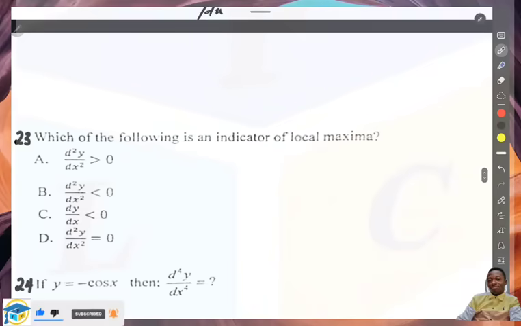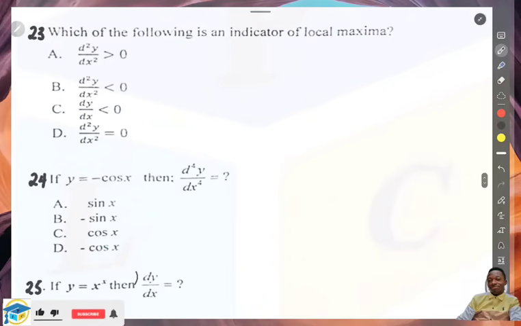Now let's move on to question number 23. Which of the following is an indicator of a local maxima? We said that for a local maxima, that is a maximum curve, what does a maximum curve look like? We are saying that the line x equal to a will meet it at this point of tangency, and the curve lies below the line.